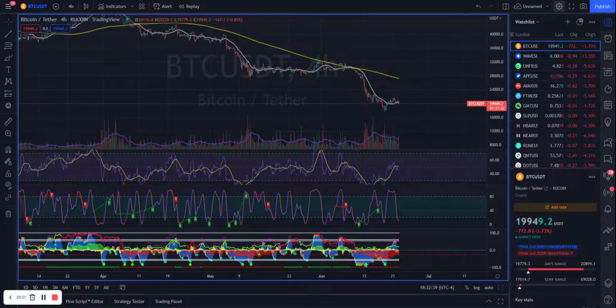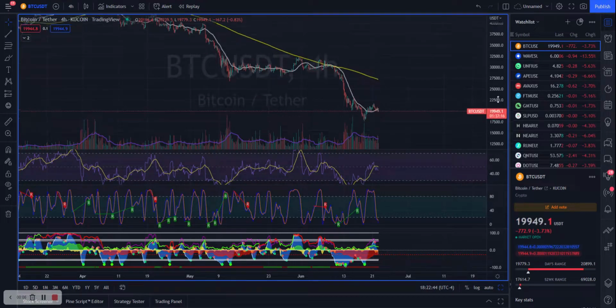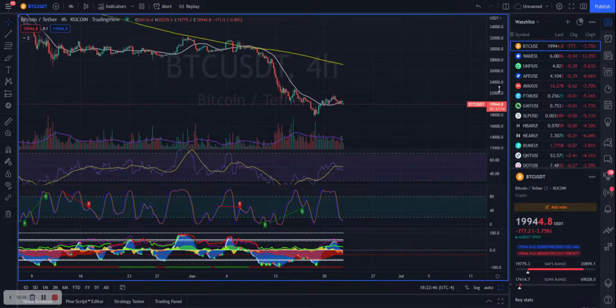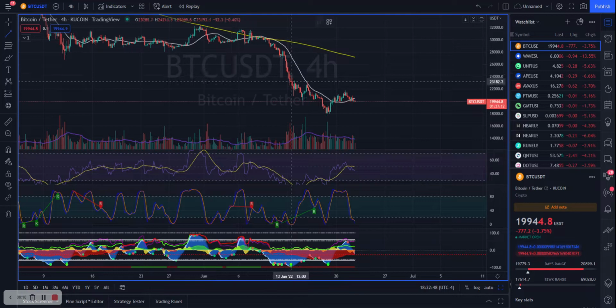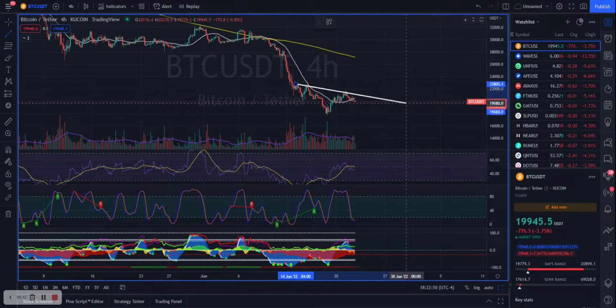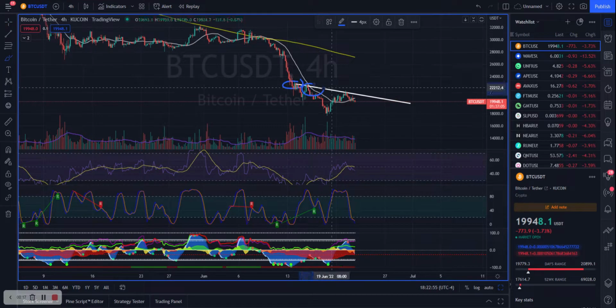Hey, we have Bitcoin on June 22nd, and we are on the 4-hour chart right here. We're going to dive straight into it. We are going to do some technical analysis on this price action, and this will help us predict where Bitcoin will be going. We have 3 touch points here, 1, 2, and 3.